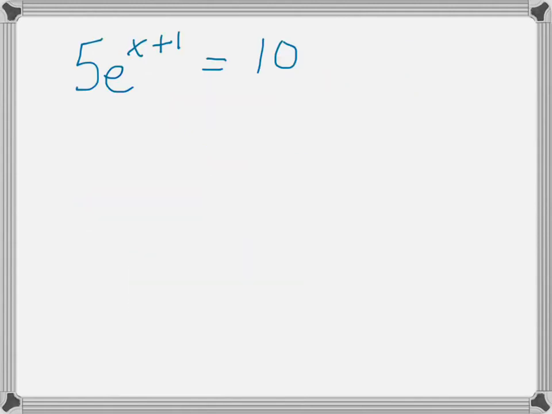Finally, we'll look at an example with e. And you notice here it's 5e to the x plus 1, the exponent of x plus 1. That tells us we have to get that exponent down, which of course is going to involve using some type of log. Before we can do that, we have to get the exponent by itself. So we're going to divide both sides by 5. That leaves e to the x plus 1 is equal to 2.